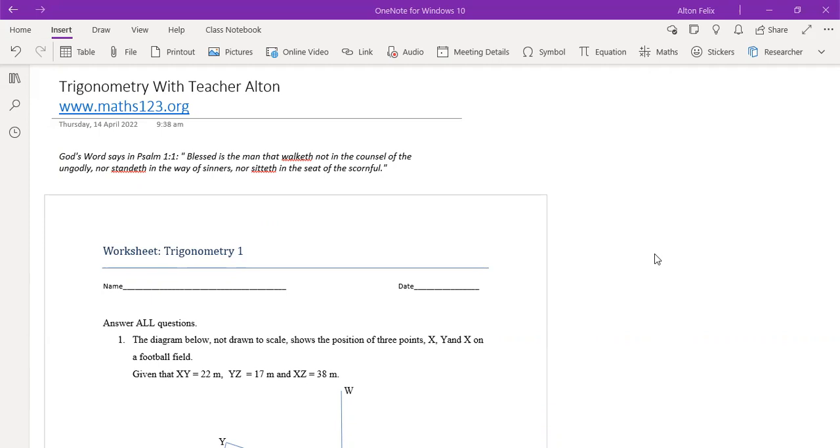God's word says. Psalm 1:1. Blessed is the man that walketh not in the counsel of the ungodly, nor standeth in the way of sinners, nor sitteth in the seat of the scornful.